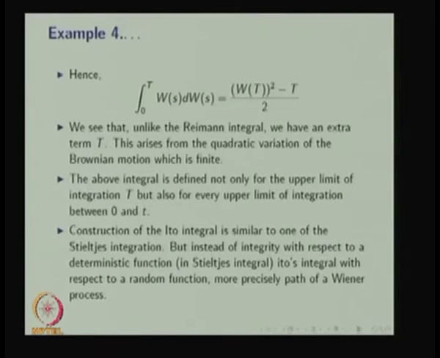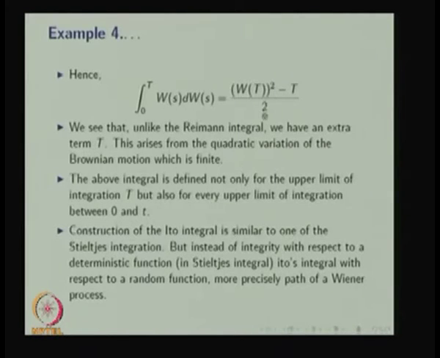So this arises from the quadratic variation of a Brownian motion, which is finite. Whereas if it is a real valued function which is bounded, then the quadratic variation is going to be 0. But here the quadratic variation is a finite value, therefore you are getting minus T by 2.